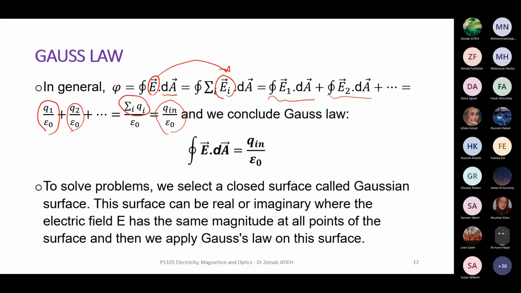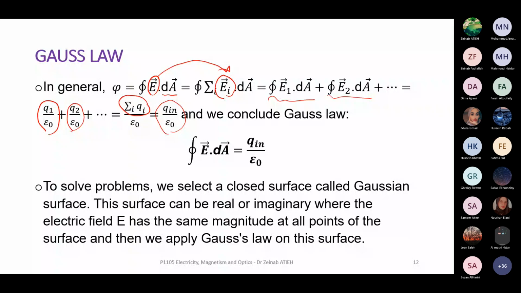So to solve our problems, you have seen that we have to choose a surface. This surface is called a Gaussian surface, relative to Gauss. This surface is usually an imaginary surface. It can be real, but it's just a surface. We just assume we have a surface here, and we try to find the electric field crossing this surface. So we are finding the flux or the electric field crossing this surface.